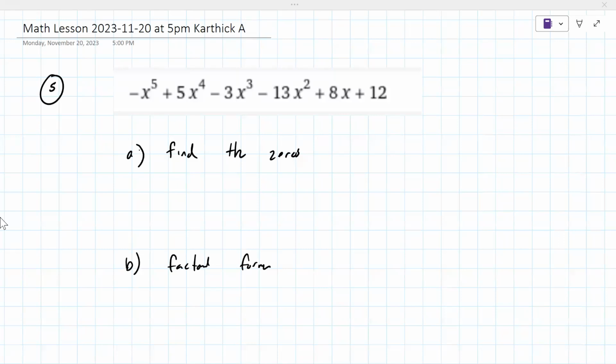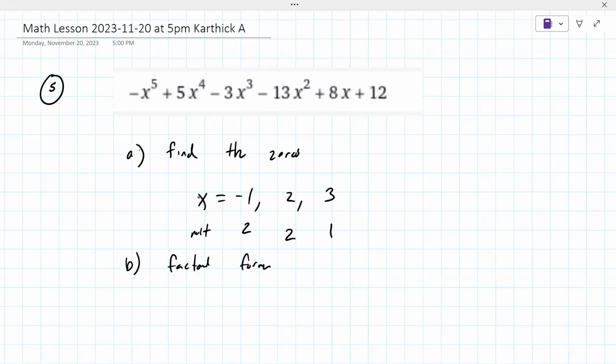For the zeros, I got x equals -1, 2, and 3. Okay, what about multiplicity of each of those? Like, does it touch or cross? What do you think? Negative 1 is a multiplicity of 2. Or 2 is the multiplicity of 2. And 3 is just a multiplicity of 1.